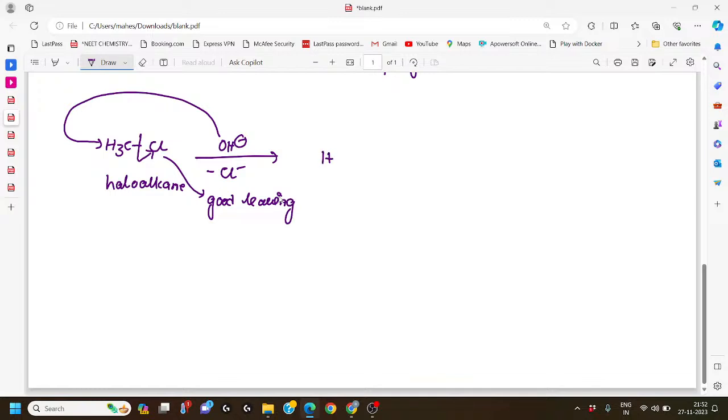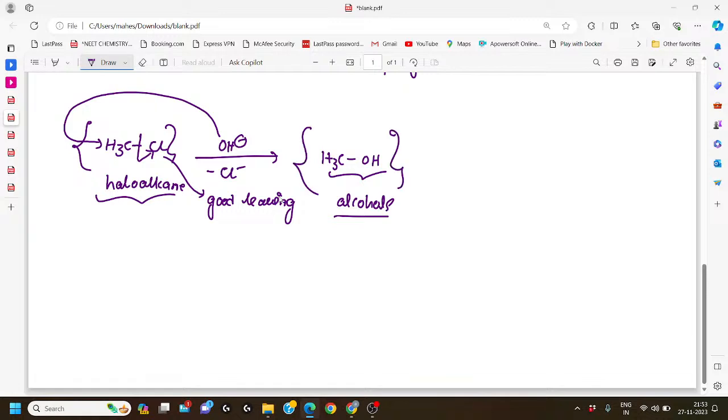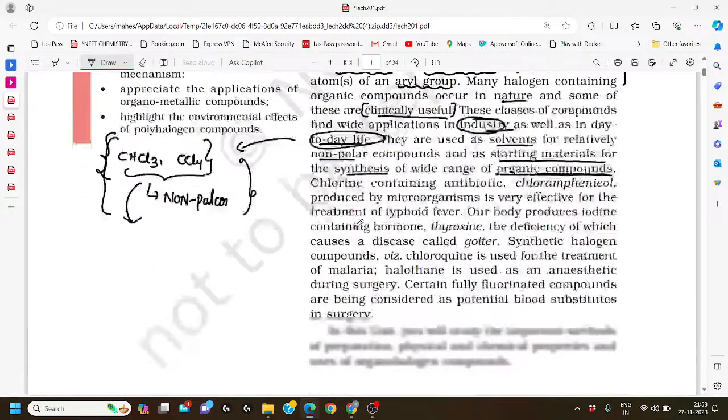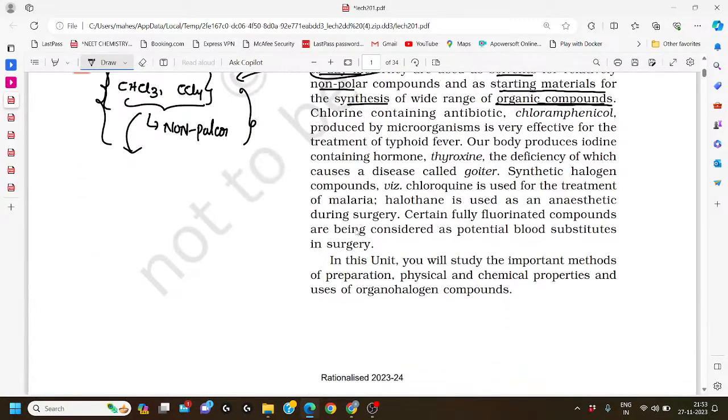So the product is CH3 bond OH. That means haloalkanes to alcohols. By using these haloalkanes, we can easily prepare alcohols. In this way, in organic compounds, these haloalkanes and haloarenes are used. Okay, now let us try to understand the next concept.